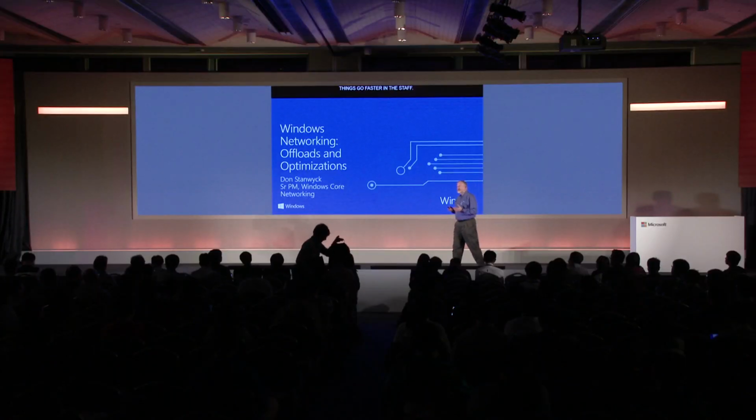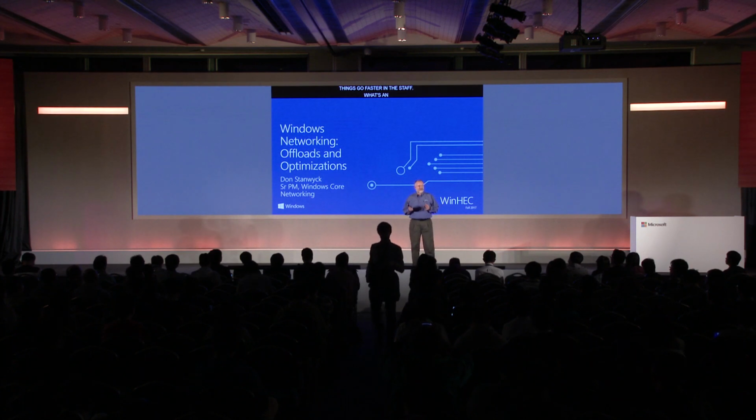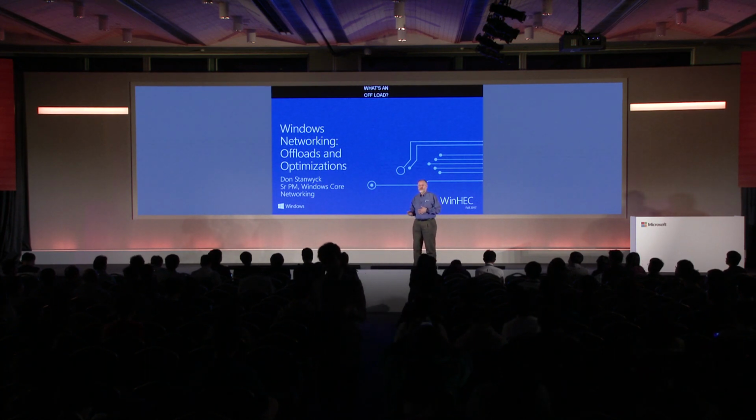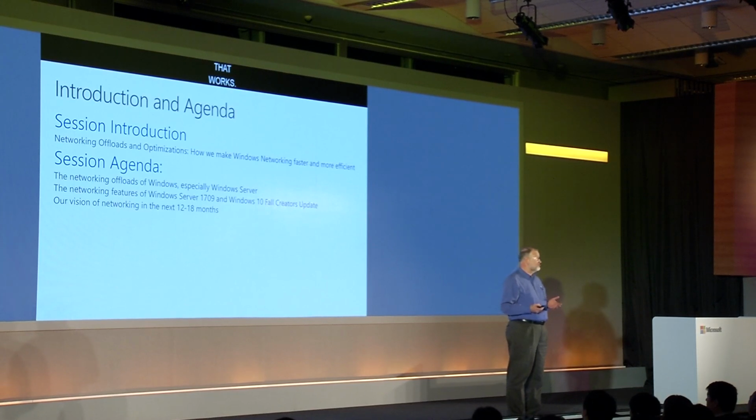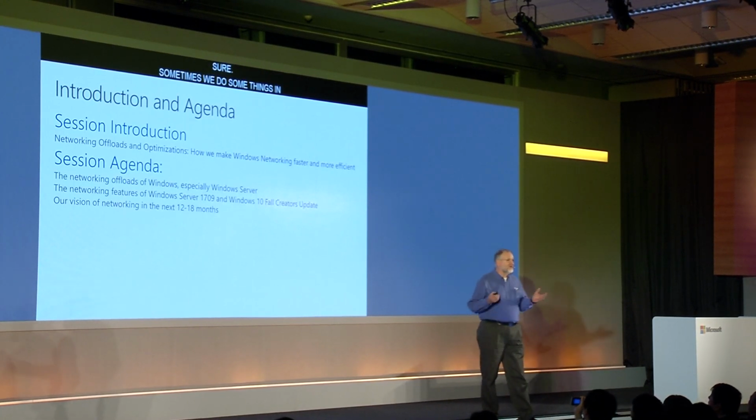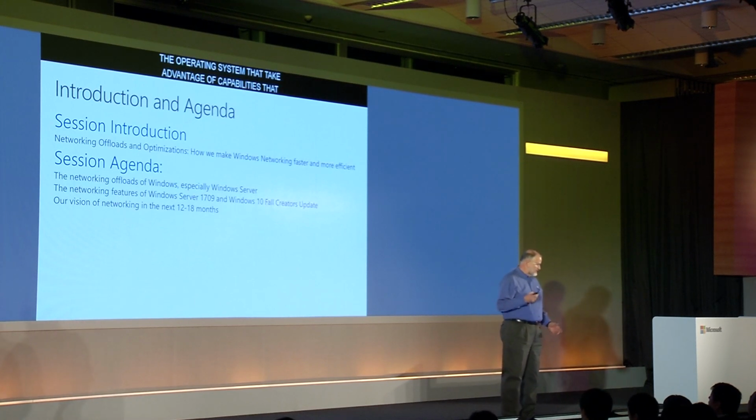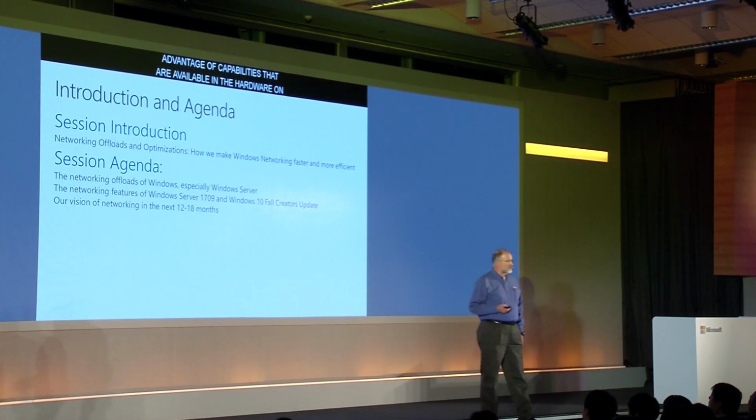So what's an offload? An offload is when we ask the hardware, the NIC, the network interface card, to do some processing for the Windows OS. And we're going to look at some examples of how that works. Finally, would you ever use these things together? Sure. Sometimes we do some things in the operating system that take advantage of capabilities that are available in the hardware on the NIC, and they work together to bring better results. So today we're going to talk about what that's all about.